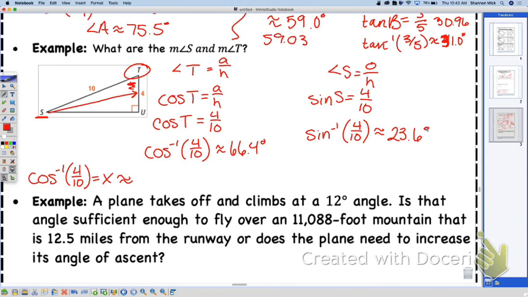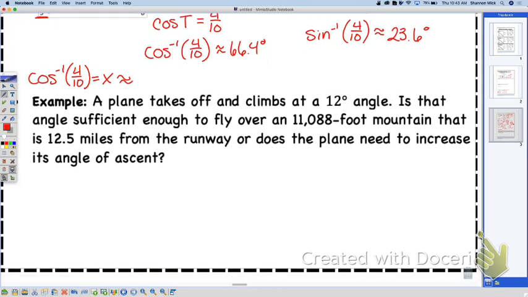To check it, you can always just add them together. You always should take a minute to add those and make sure they add up to 90. Always, unless they don't ask you to find both. I was asking you to find both just because I could use one triangle for basically two examples.